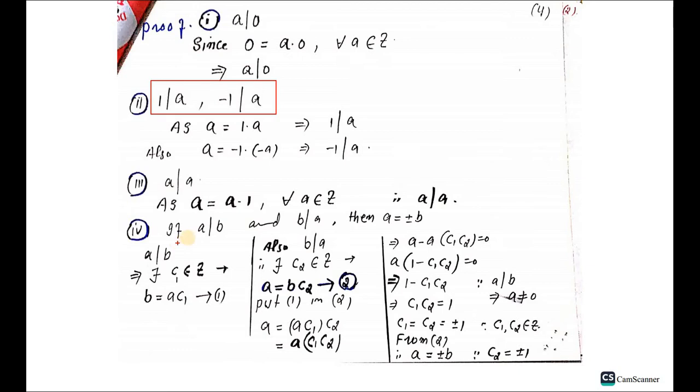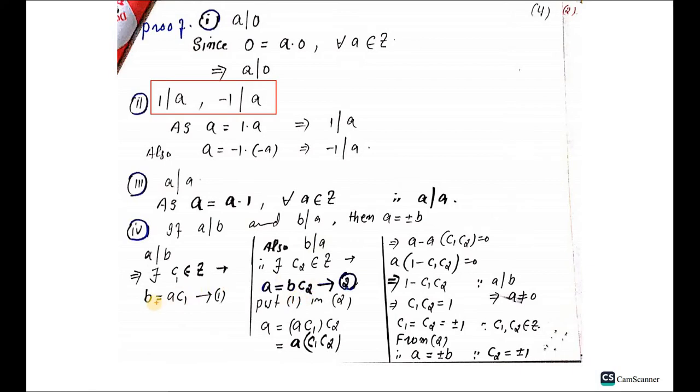Now this is the fourth part. If a divides b and b divides a, then a will be equal to plus minus b. A divides b. If a divides b, then there will exist an integer c1 such that b is equal to a c1. Now we know b divides a. B divides a, so there will be c2 such that a is equal to b c2.